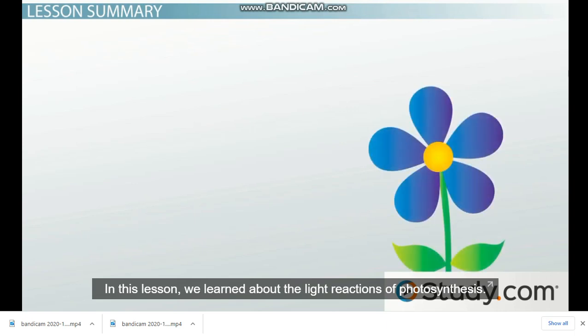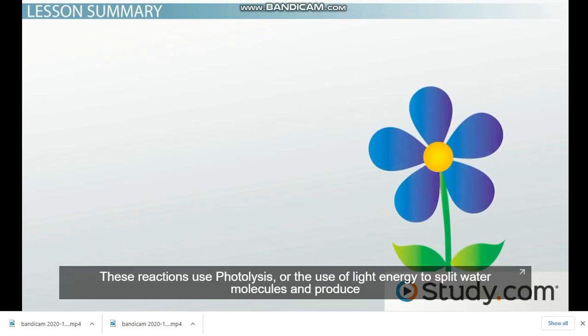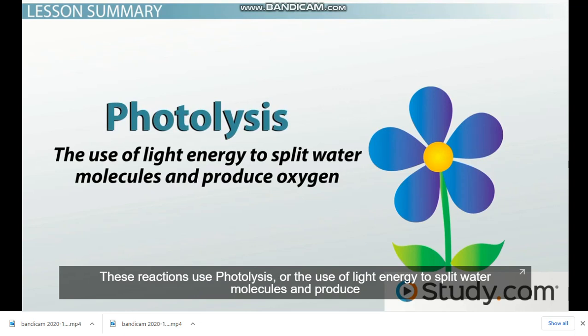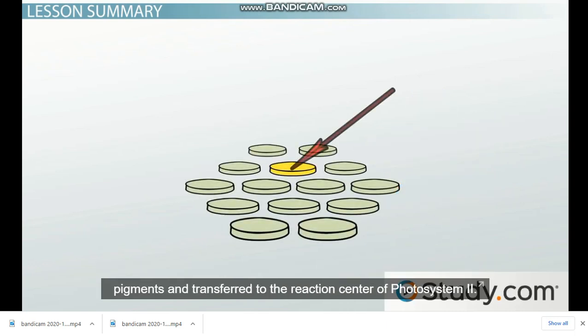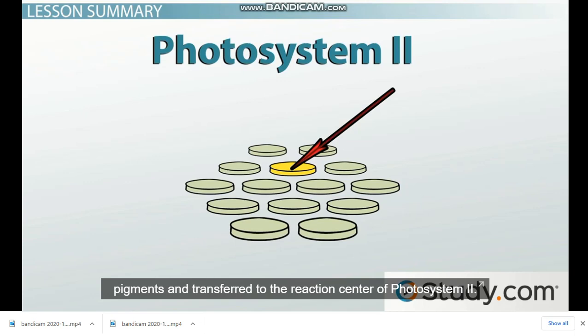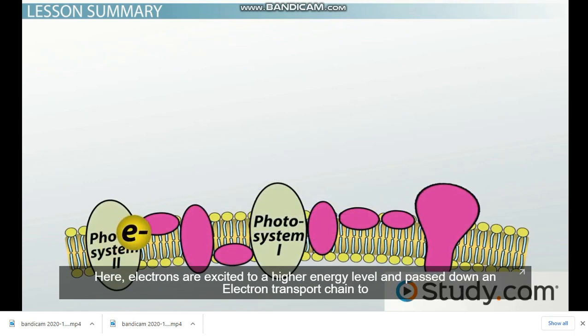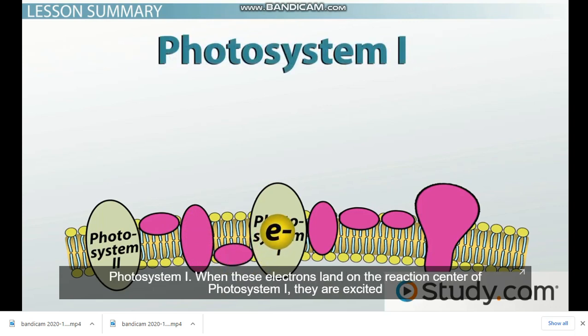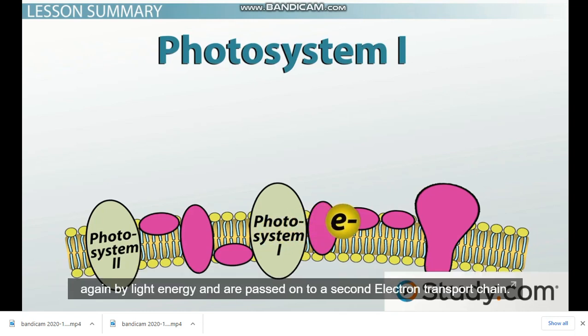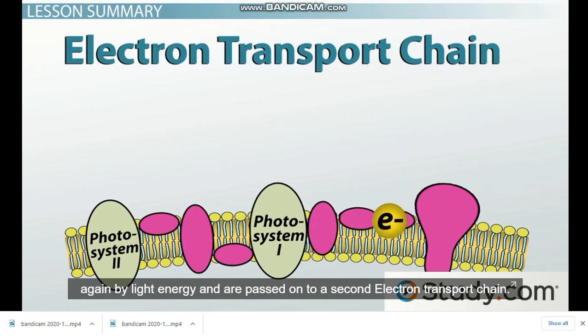In this lesson, we learned about the light reactions of photosynthesis. These reactions use photolysis, or the use of light energy to split water molecules and produce oxygen. In these light-dependent reactions, light energy is absorbed by chlorophyll and other pigments and transferred to the reaction center of photosystem 2. Here, electrons are excited to a higher energy level and pass down the electron transport chain to photosystem 1. When these electrons land on the reaction center of photosystem 1, they are excited again by light energy and are passed on to a second electron transport chain.